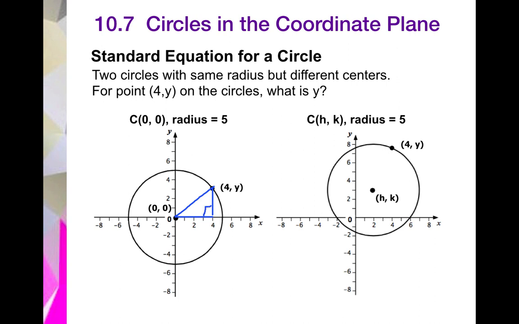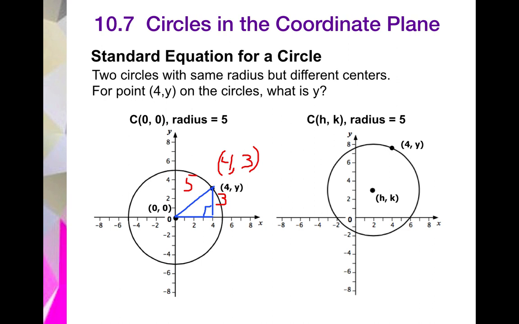So what are the coordinates? It turns out that the radius is going to be 5. We know that. But when we calculate, y is going to be 3. So 4, 3 is the location on the circle.